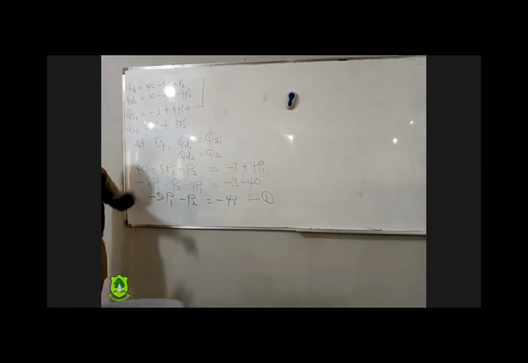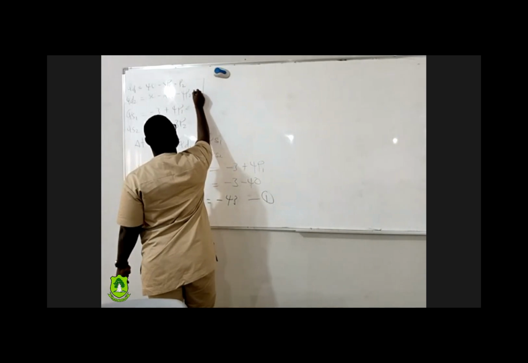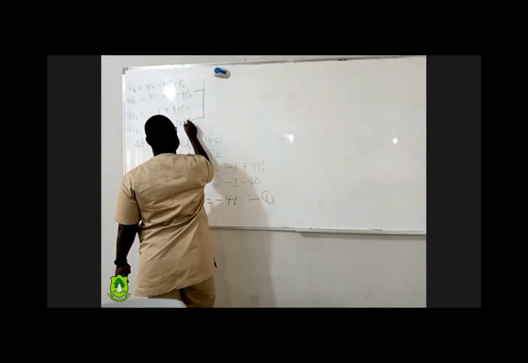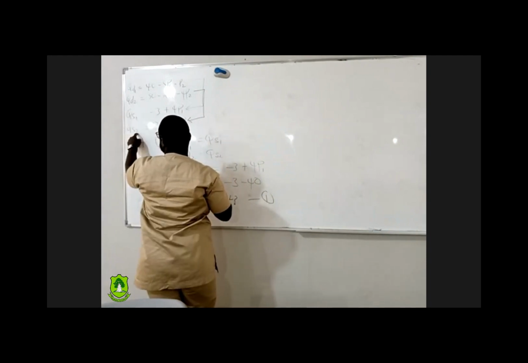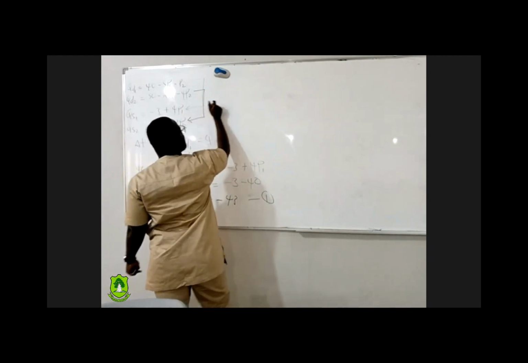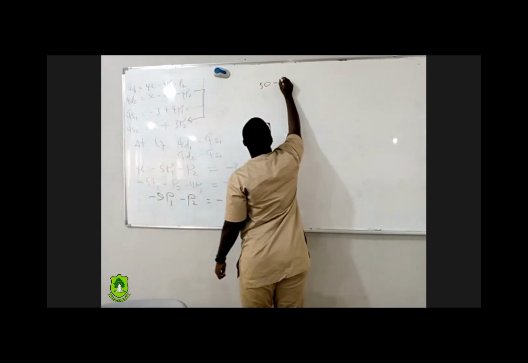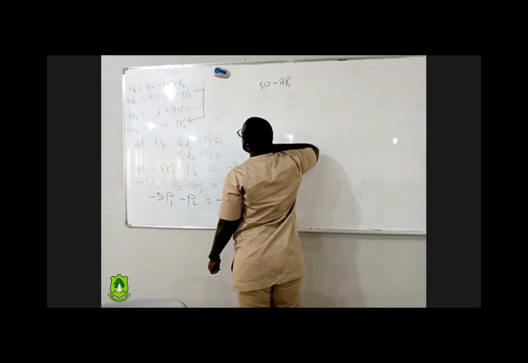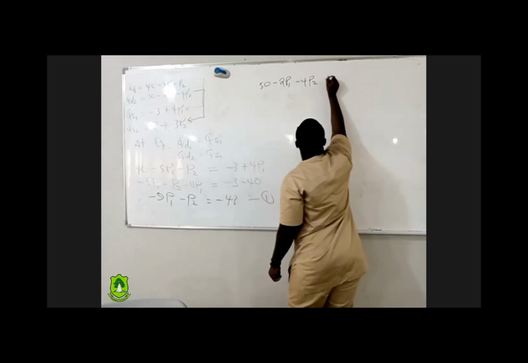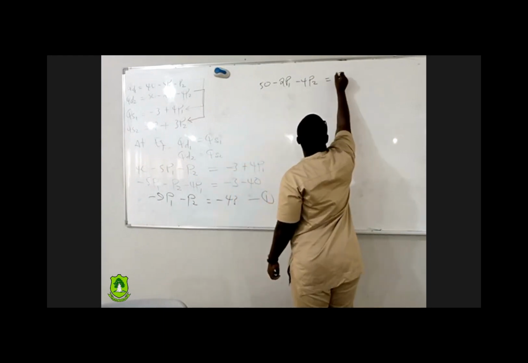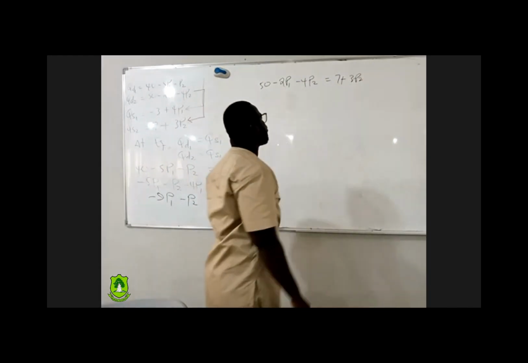Now let's look at the second commodity. So for the second commodity, we are going to equate QD2 to QS2. So we will have 50 minus 2P1 minus 4P2, which is equal to 7 plus 3P2.